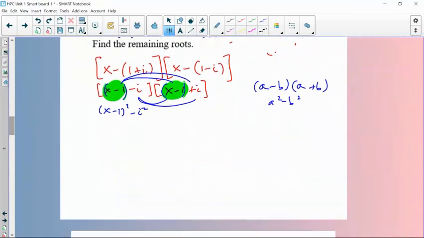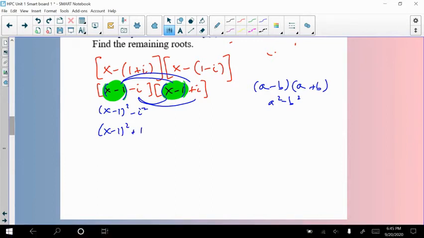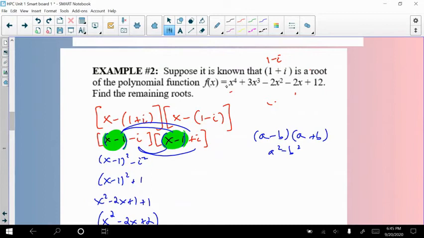Sorry about that. Okay, so then that would be x minus 1 squared. And then remember, i squared is negative 1, so it'd be plus 1. And if I were to multiply this out, that's x squared minus 2x plus 1 more, right? Or x squared minus 2x plus 2. So I know that that has to evenly divide my given polynomial up here because I know that it produced two solutions.